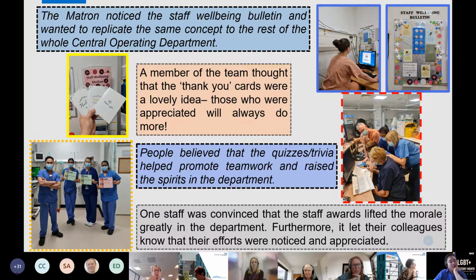Next slide, I'll give you a couple of seconds to have a look at the personal feedback given by the staff. As you can see, the staff matron noticed the staff well-being bulletin and wanted to replicate the same concept to the rest of the whole central operating department. A member of the team thought that the thank you cards were a lovely idea. Those who were appreciated will always do more. People believe that the quizzes and trivia help promote teamwork and raise the spirits in the department. And lastly, one staff was convinced that the staff awards lifted the morale greatly in the department. Furthermore, it let their colleagues know that their efforts were noticed and appreciated.